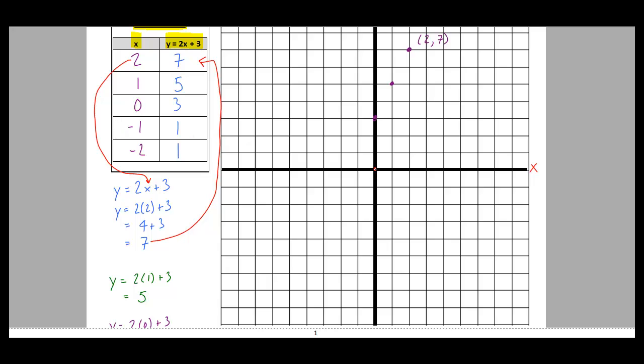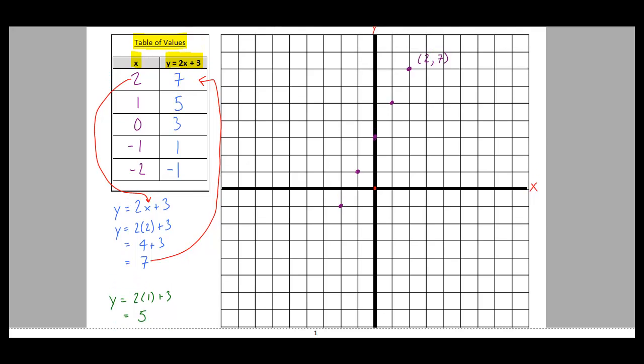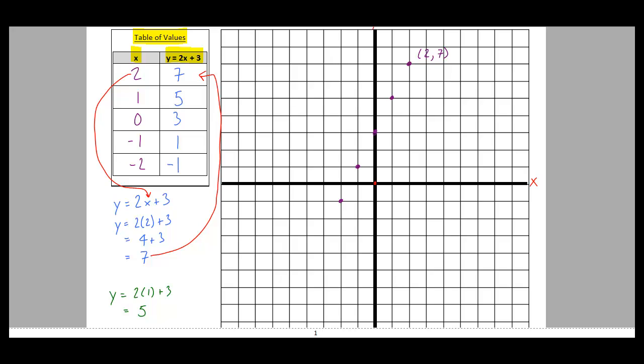Our next point is -1, 1, so 1 step to the left and 1 step up. And our last point is -2, -1. So negative 2 spaces over and 1 space down. Okay, so we can see straight away, when we look at the points we plotted, that it looks like a straight line, which is good because we're graphing straight lines.